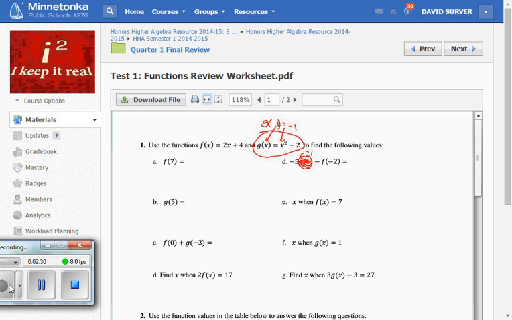And then this F of -2, I've got to figure out what it is, and then whatever it is, I'm going to make it the opposite of that because of the negative in front. So let's do F of -2. I'll do that in blue over here. F of -2, I'm putting a -2 in. I have 2 times -2 plus 4. And that's going to be -4 plus 4, which is going to be 0. So this part right here is 0.